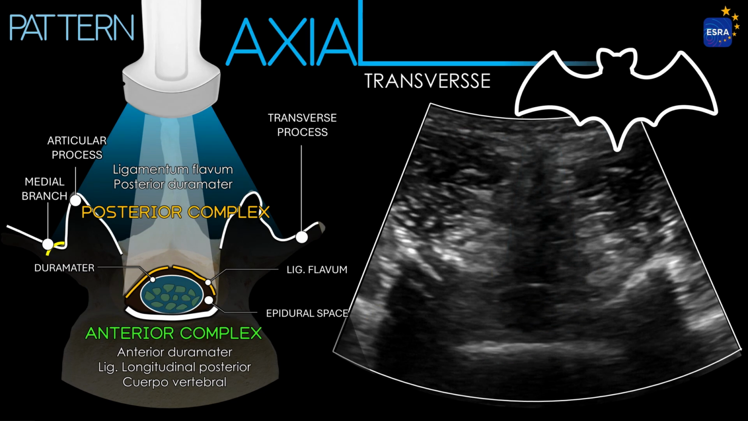The deep hyperechoic line, which is more refringent and parallel to the posterior complex, is referred to as the anterior complex. This structure represents the combined ultrasound image of the anterior dura mater, posterior longitudinal ligament, and vertebral body. Additionally, this examination plane enables the identification of facet joints and transverse processes, which can serve as anatomical landmarks to locate and target the medial branch as it traverses the neck of the articular process for interventional procedures.